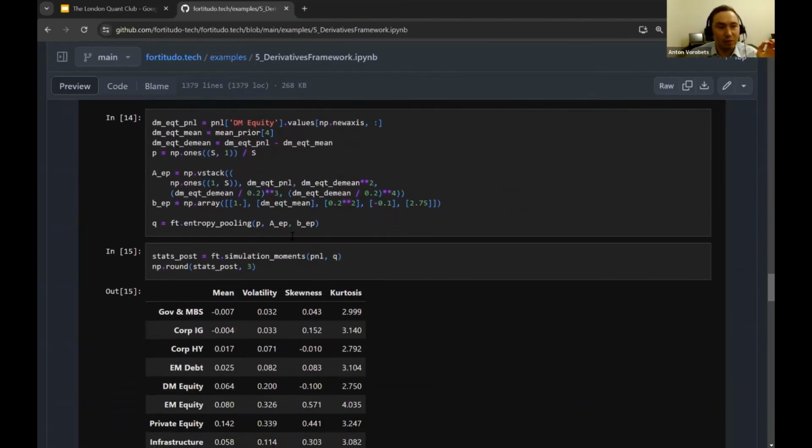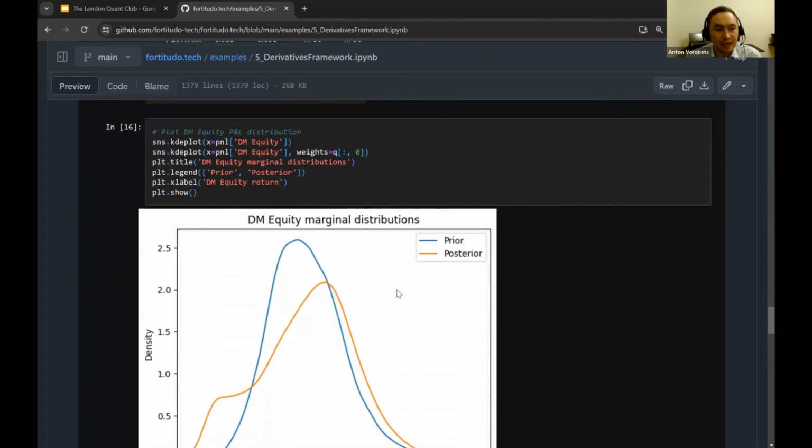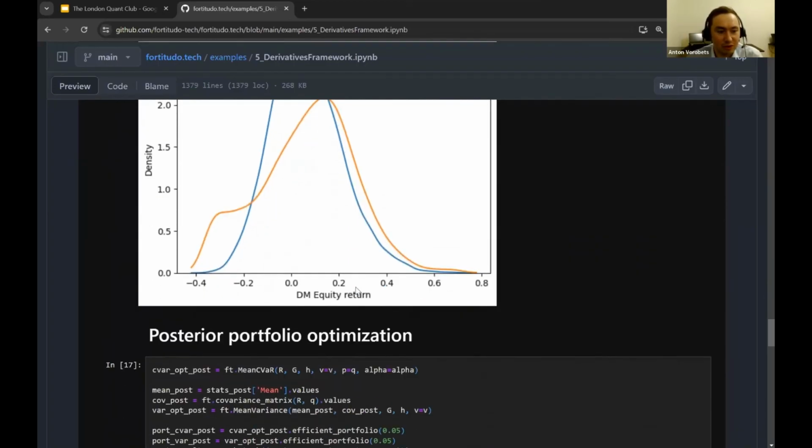Now we want to go in and implement some entropy pooling views. And here I just come up with some views where I increase the volatility of developed market equities, and I do some adjustments in the tail. So the first thing I do is just to verify that the views that I have implemented, I implemented correctly. But again, I also really like to look at the prior and posterior distribution to see the effect of the view. So in this case, you can see that I have introduced quite significant mass into the left tails of developed market equities, just to see how it will look if we perform the same optimizations as before.